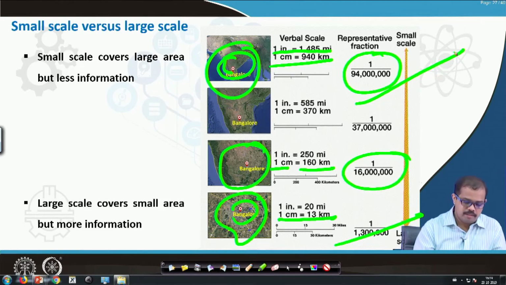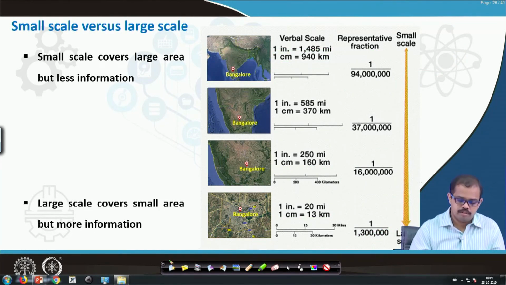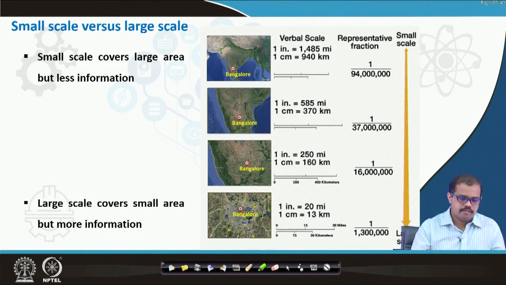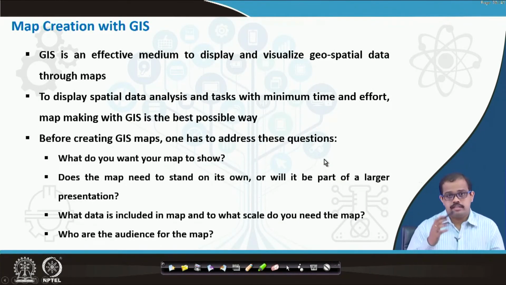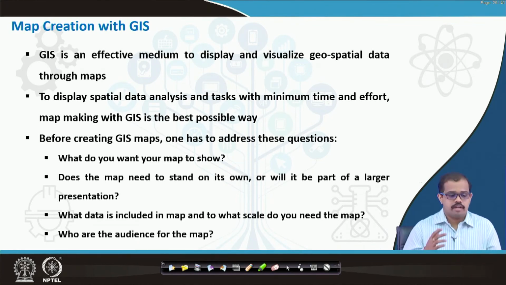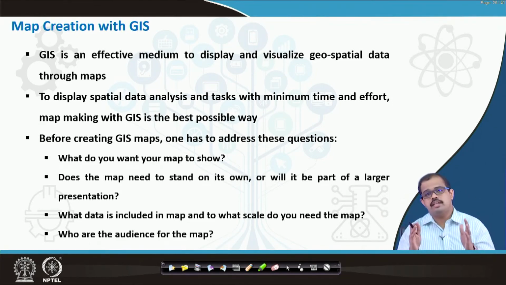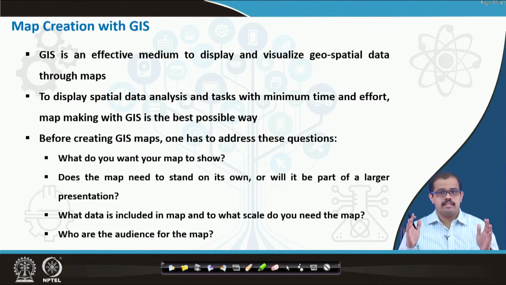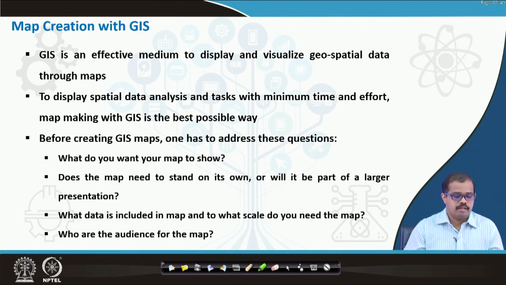Okay, please remember this. This is where most of the students make a mistake: a large scale and a small scale map. Okay, once we have understood this, the next part is looking at map creation with GIS. GIS is extremely useful in terms of map creation. You can create visually and thematically very good images in terms of maps.